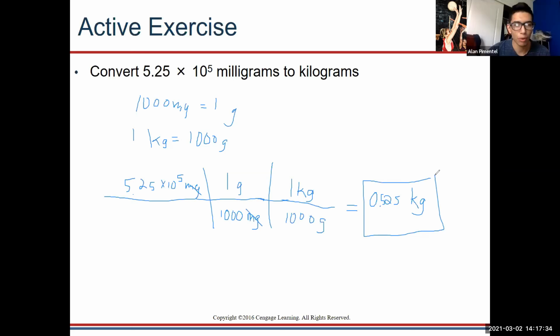I got 0.525, but it's the same, right? You got 0.525? Yeah, but it's the same. I just use that 0 to remind me because I'm sloppy. I always like to put the 0 in front to remind me. So that's the same thing as 0.525.